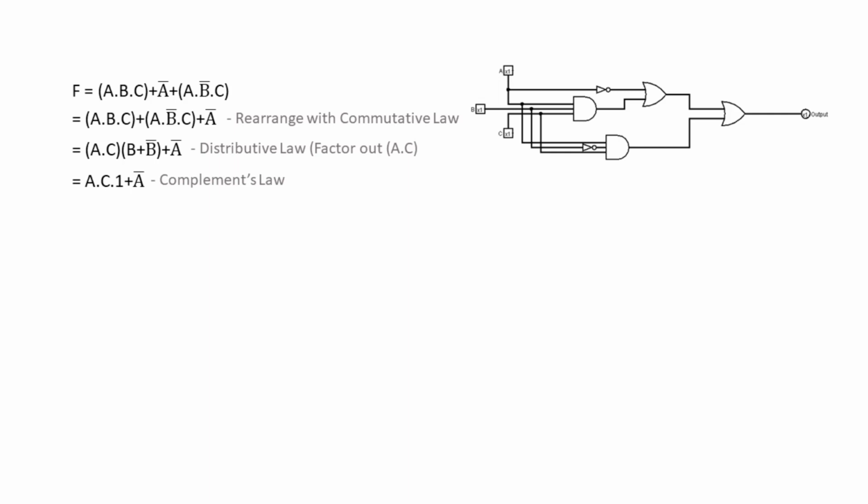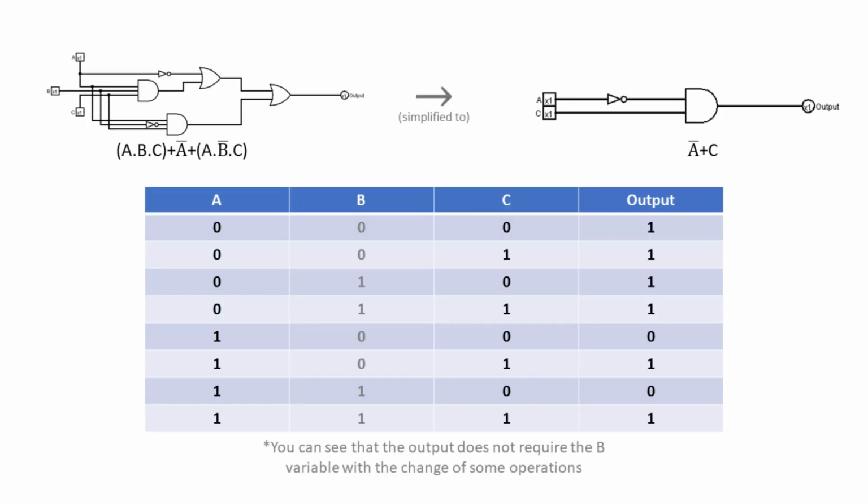Use the complement law to cancel out B or not B. Use the identity AND law to remove the 1. And finally, use the OR absorptive law. We can see that the final operation is actually not A or C. We didn't even need a B variable.